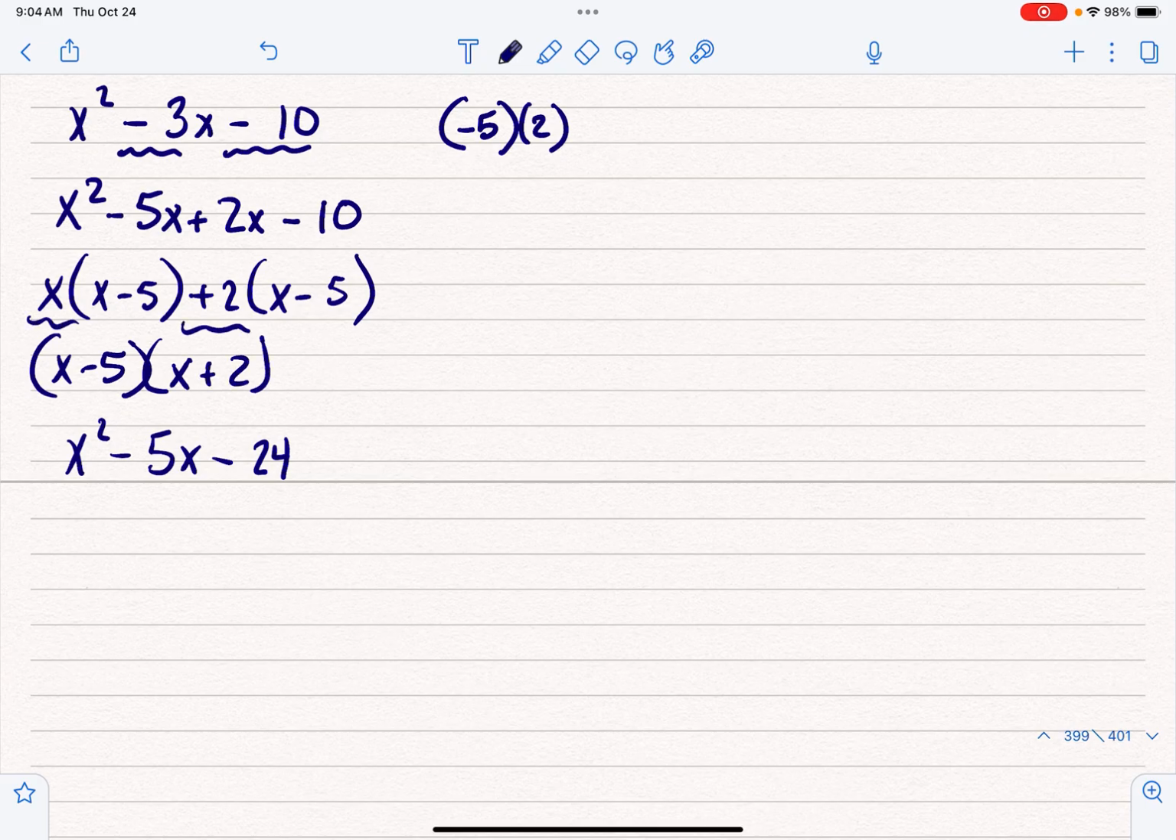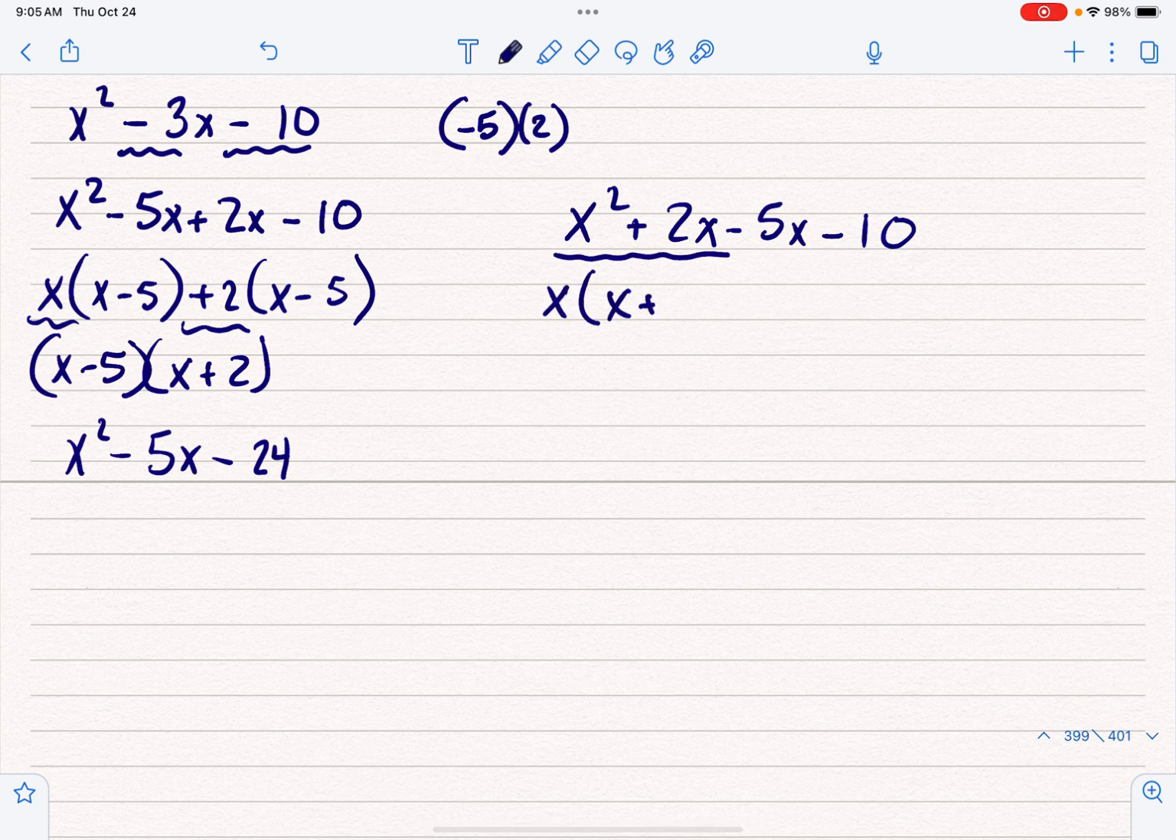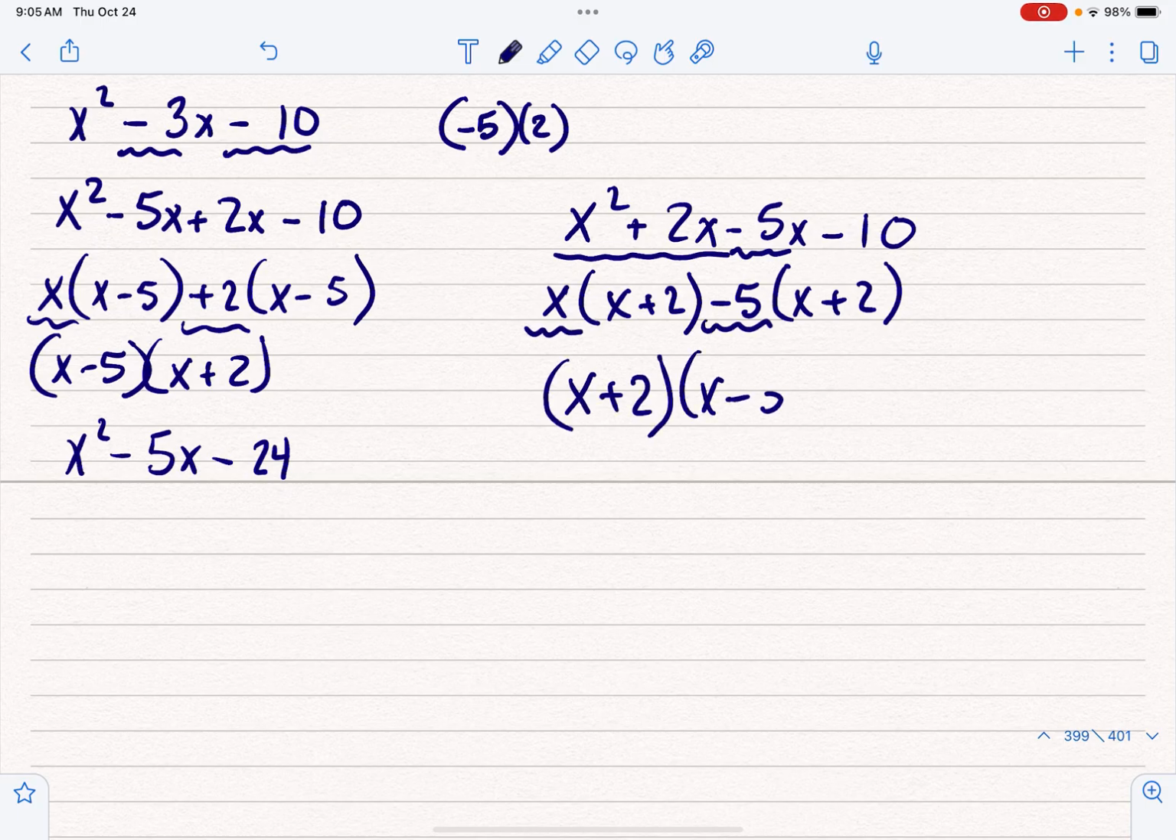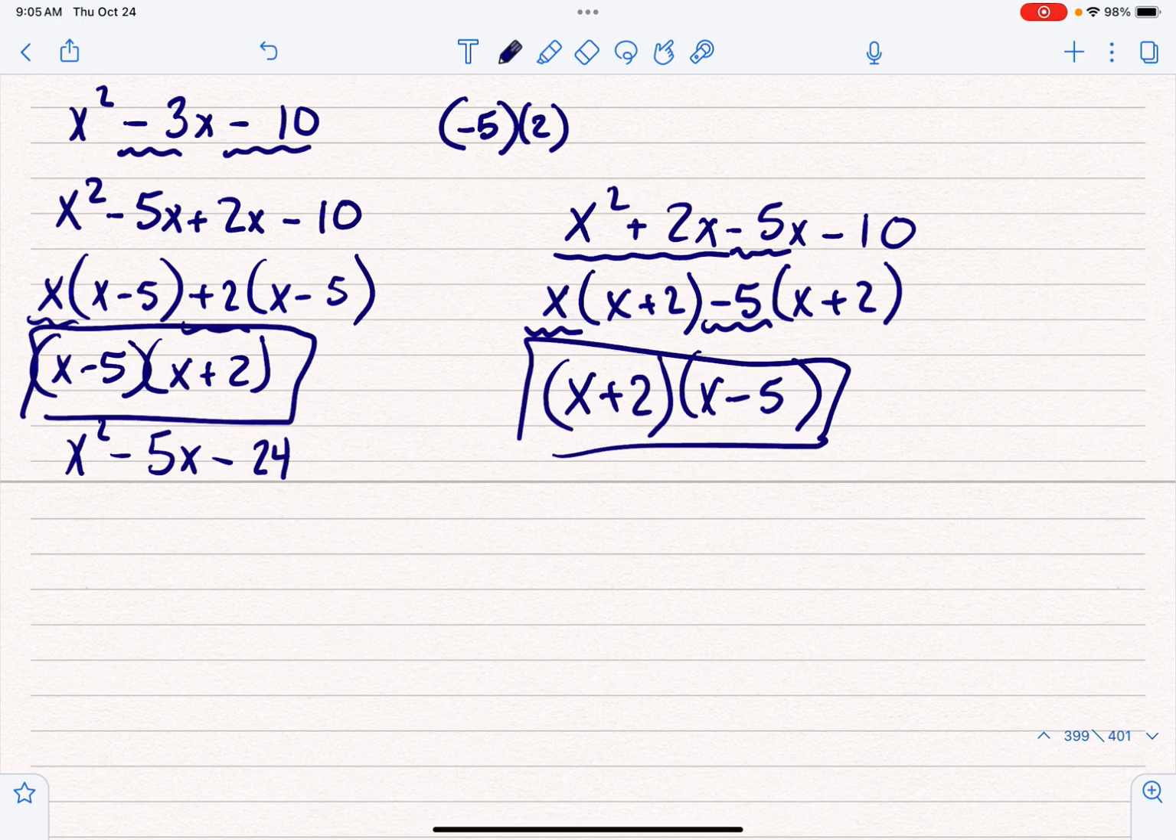Now, you might have done it differently. You might have said, well, wait, I did x squared plus 2x minus 5x minus 10. And see, here's the neat thing. It doesn't matter because math is true. You can switch those two terms and watch what happens. If I factor out an x out of these first two terms, I'm left with x plus 2. I have to factor out a negative 5 out of the next two, which leaves me with x plus 2. I bring that x plus 2 to the front, and what am I left with? X minus 5. And so how is that different? All it did is it just changed the order of the two binomials.